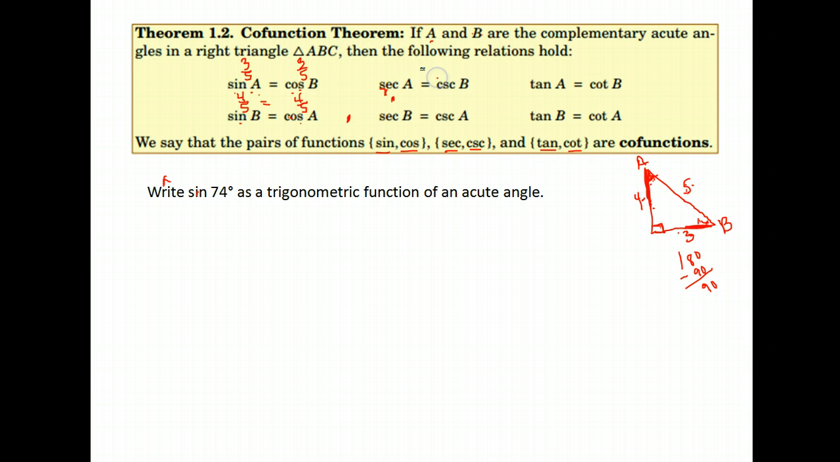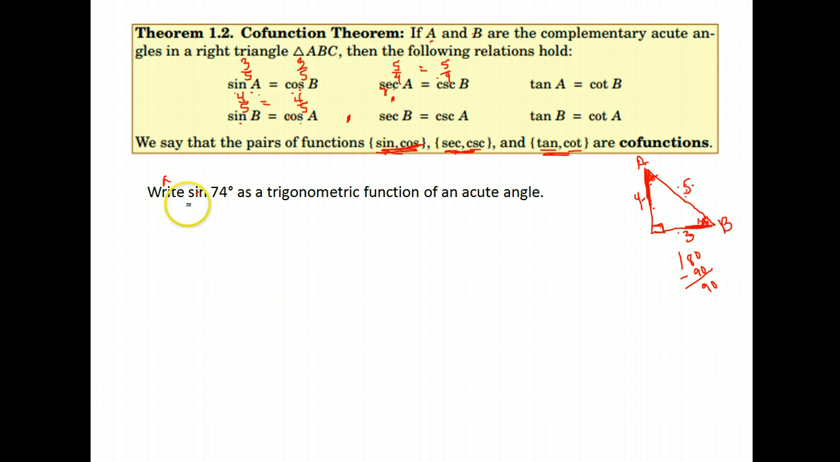Secant and cosecant, remember, are just the inverses of sine and cosine. Secant is the hypotenuse over the adjacent side. So for A, that would be 5 over the adjacent side of 4. Cosecant of B, so if we look down at angle B, cosecant is the hypotenuse over the opposite side. So for angle B, the hypotenuse is 5, the opposite side is 4. So notice those are coming out. But here's your cofunctions: sine and cosine, secant and cosecant, tangent and cotangent.